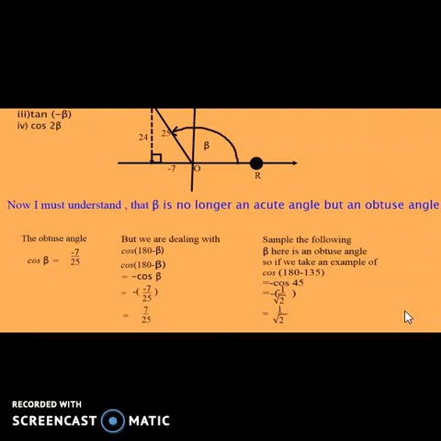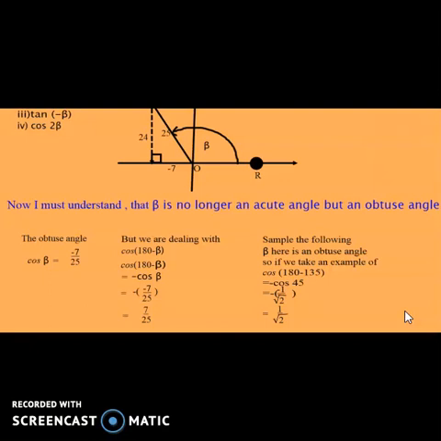But we are dealing with 180 degrees minus beta. And using my reduction, I have negative cos of beta. Remember, cos of beta being negative 7 over 25. Negative times a negative is a positive. To verify this, I put an example next door that you can try on your calculator. Try the following example and see what your calculator's result will be.